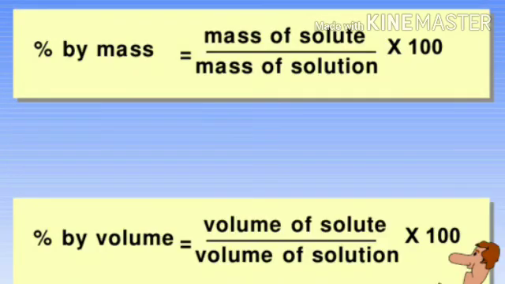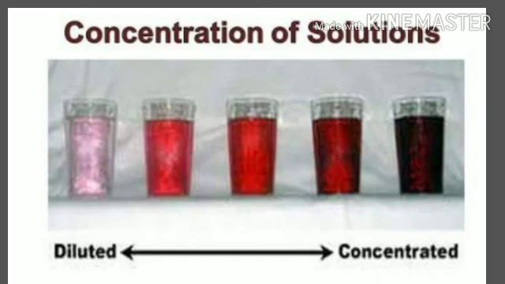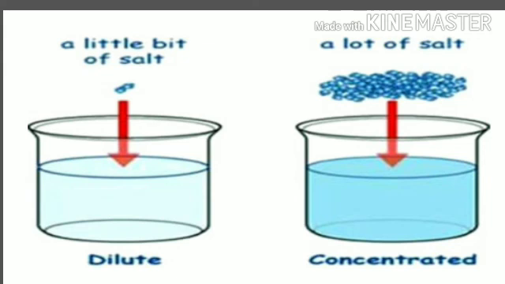So by these two methods, we can calculate percent by weight and percent by volume, and we can decide the concentration of a solution, whether it is concentrated or dilute. A concentrated solution has more solute in it, while a dilute solution has less solute in it.